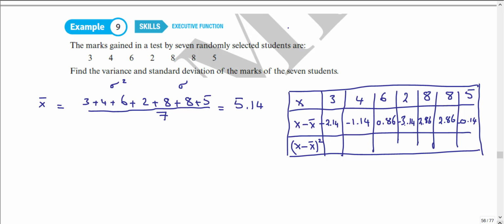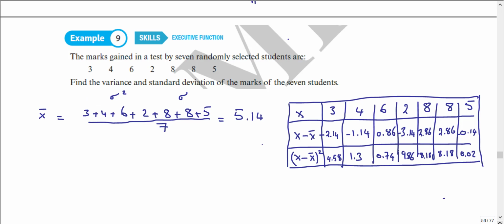Whether you have negative or positive, when you square, you will have positive values. So square each of them. What are the answers? We are done with the table. We squared all the values and all of them are positive.